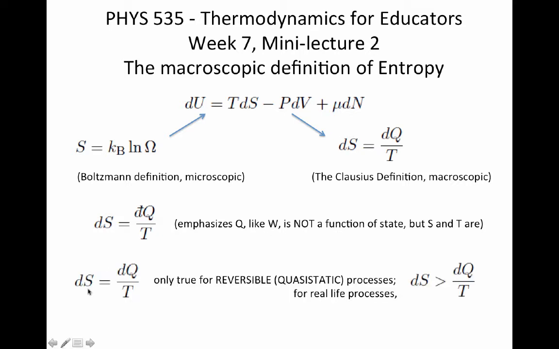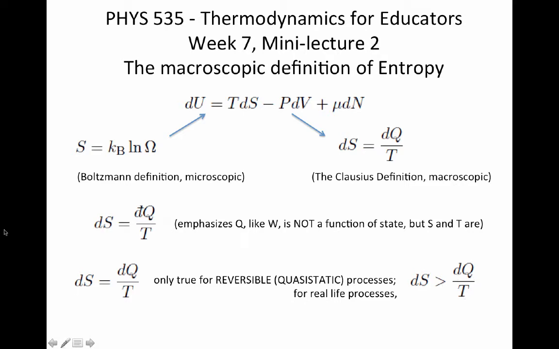The other thing I want to emphasize is that this relation is only true for reversible processes. It is true for any reversible process, but it is only true for reversible processes. And I'll remind you that reversible essentially means quasi-static. So it's processes that you do very, very slowly. You make infinitesimally small changes at a time. Real-life processes that occur in the real world are not reversible. They're not quasi-static. And for real-life processes, the change in entropy is always bigger than dq over T.